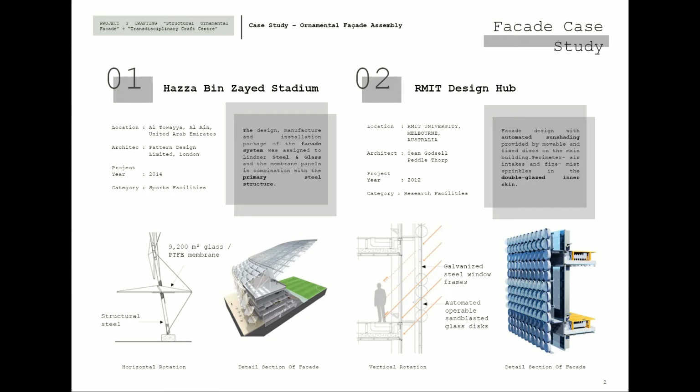Moving on are the facade case studies for Khalifa bin Zayed Stadium and RMIT Design Hub. For both buildings, I have studied the system of structural steel frames that attach to adjustable automated membrane panels and the dynamic mechanism that can rotate the panels horizontally and vertically.